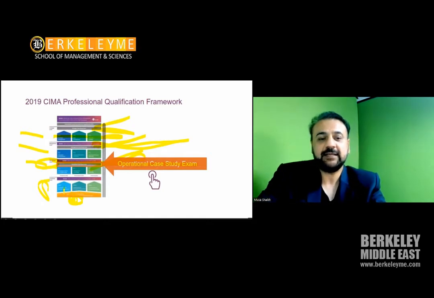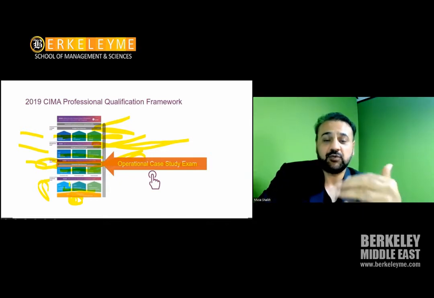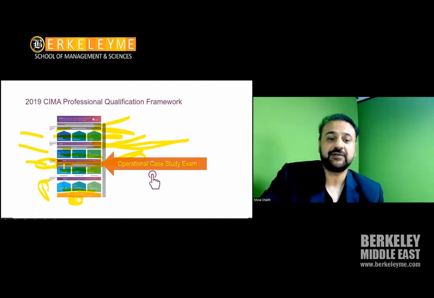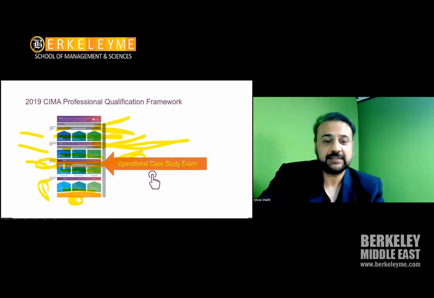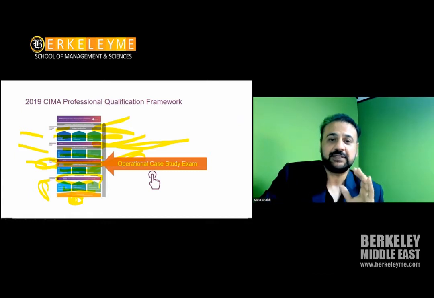You can see 3 plus 3, 6, plus 3, 9, plus 3 is 12. There are 12 exams you give, and then there is a case study. So 1, 2, 3, these are 3 case studies, which means 15 exams, and there is 1 more exam for your certificate level. So these are the total exams a normal CIMA student passes, but today we are more focused on the operational case study exam.